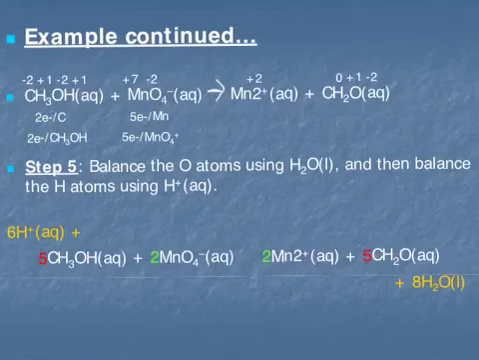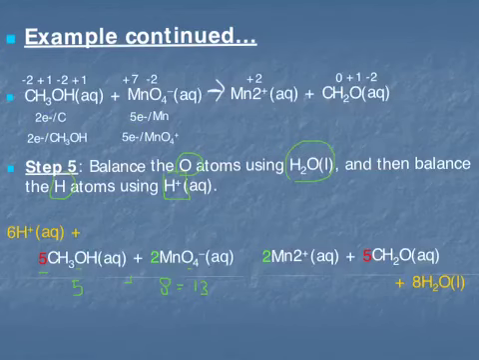So now we're on to step 5, and it tells us to balance the oxygen atoms by using water. We can add water to either the product side or the reactant side. After we do that, we can then balance hydrogens using H+ ions. So let's continue on with our example. First, let's determine the number of oxygens on the reactant side. We have 5 times 1, so that's 5 oxygens. 2 times 4, that's 8. 5 plus 8 is 13.